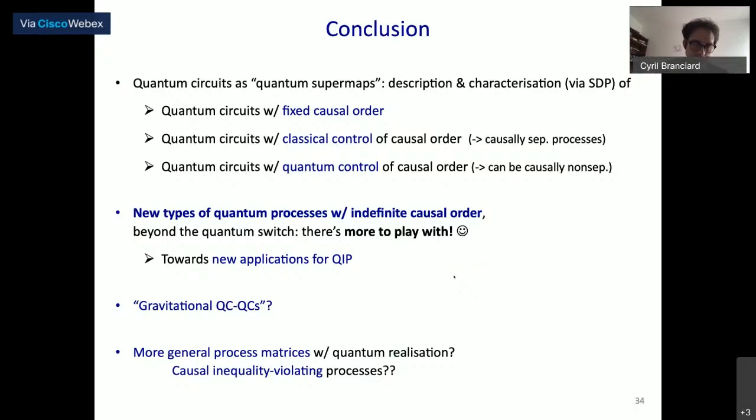And there's still this question that we don't reach the whole set of process matrices. There are still some process matrices which are valid in the framework, which are not in this class of quantum control. So it's still an open question what they may look like physically, and whether we could imagine some realizations that violate causal inequalities.